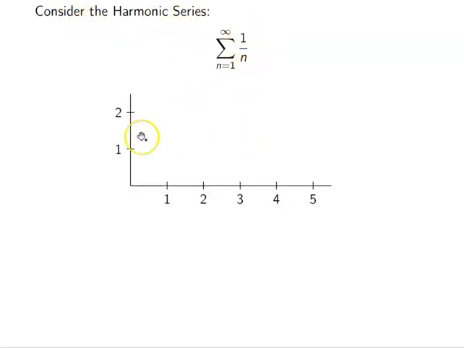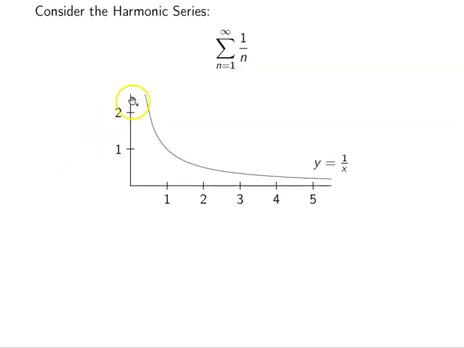It was used as an example for why you can't just look at the limit of the sequence and use that to determine whether or not you converge. You can use that to say if you diverge, but not necessarily if you converge. Okay. So consider the harmonic series. We have 1 over n.